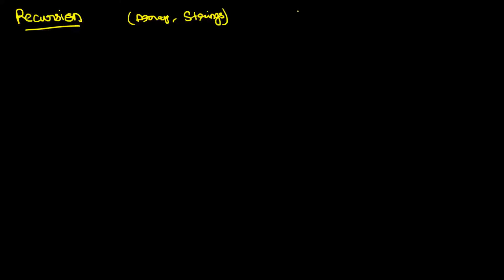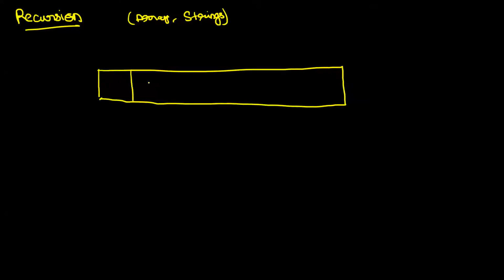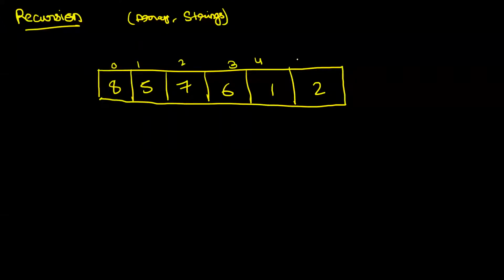So this question is dealing with arrays. So one thing that you have to understand is you need to pass the index of your array inside the recursive function, okay? So let us try to understand how do we solve this question, okay? So let's say I have an array of integers, okay? For your understanding, let us draw an array of integers, 8, 5, 7, 6, 1, 2, okay? So this is an array of integers of size 6, okay? So the size of this array is 6, okay? So the valid indexes are from 0 till 5, okay?